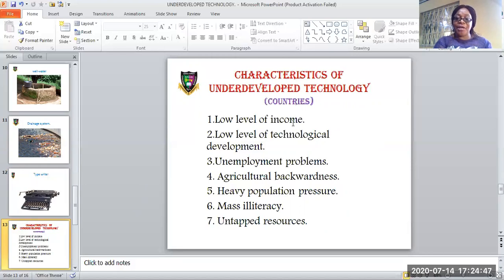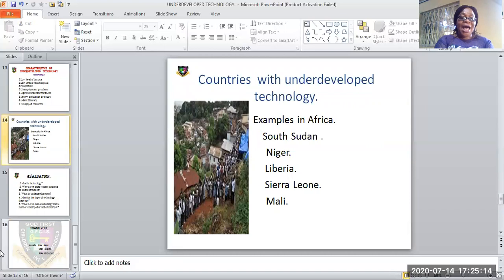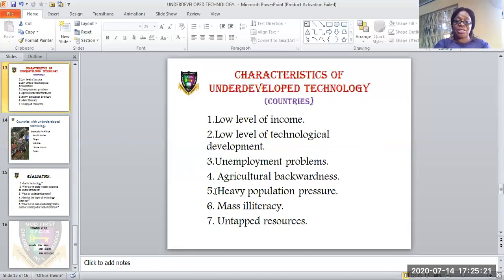Low level of income. The people in these countries or in this environment have low income, wages, salary, as it may be. They can't earn more. Why? Because they can't produce much. They are limited in their production and in their services. Therefore they cannot earn much money as compared with developed communities.